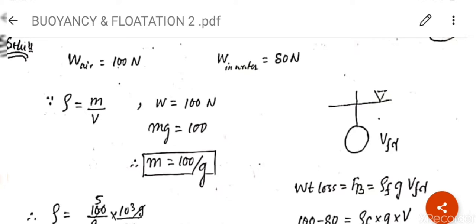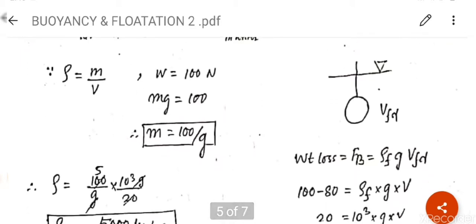What is it saying? The body is in liquid. 100 Newton, where do we measure the weight of the body? In air. When body is in water, it will be 80 Newton. So buoyancy force will be, it is clear from the data, that is 20. But I'll explain. Here body is in the water. So volume of fluid displaced will be volume of body. Clear?